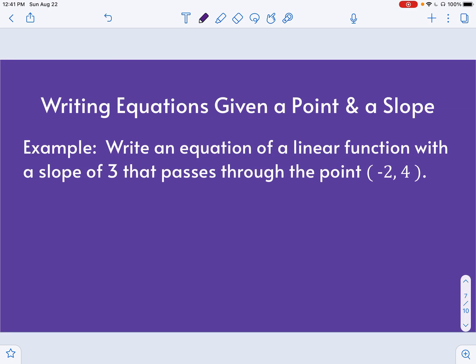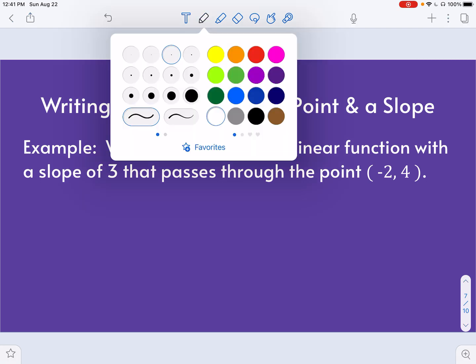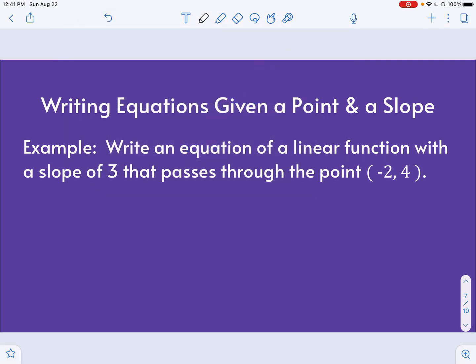So now let's talk about writing equations, given a point and a slope. You have two different options for doing this, and because some of you had me, some had Mrs. Davis, some had Mrs. Thompson, you've had different teachers, so you may have seen this done different ways. You can either use slope-intercept form, or you can use point-slope form. I'll show you how to use both in this example.